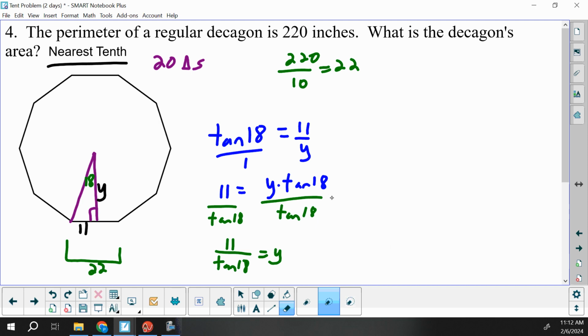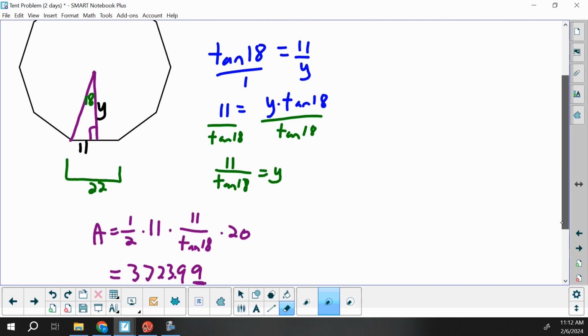All right, we have opposite and adjacent, so we're doing tangent again. Opposite was 11, adjacent was y. That's why we have 11 over y. Cross multiply, that gives us 11 equals y tan 18. Still got to divide by tan 18 to get y by itself, so y is 11 over tan 18.